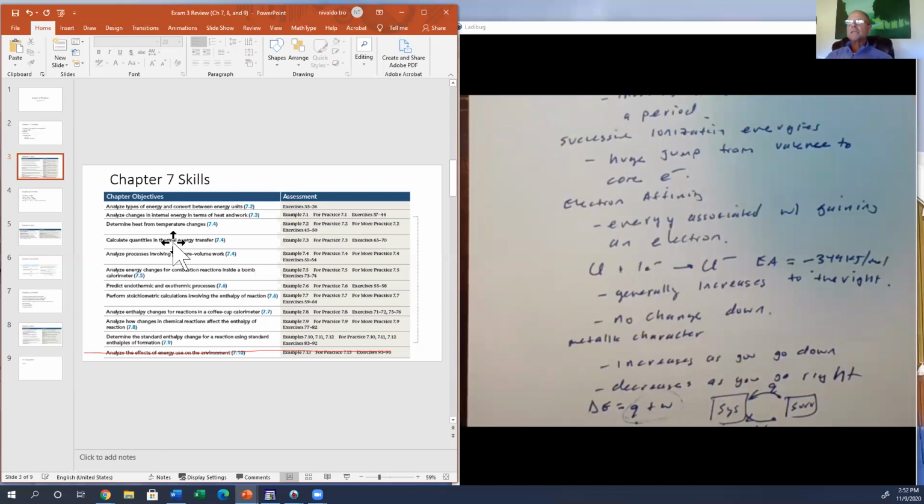Calculate quantities in thermal energy transfer. So if you have two substances transferring energy from one to another, you might be able to calculate the final temperature, for example, of the two substances after the energy transfer is complete.